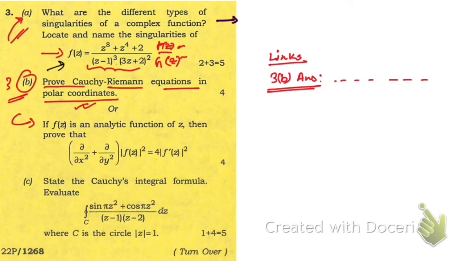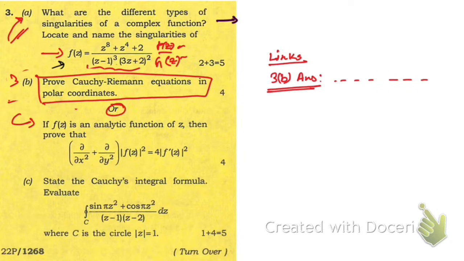Now let's move on to the next part. Here there are 2 questions. In question number 3, either you need to solve this one, 3b, and prove this one, or you need to prove this one. As it is already done, the link of that lecture where I have proved this one is given in the description box. And now let's prove this one. Let me go to a new slide.